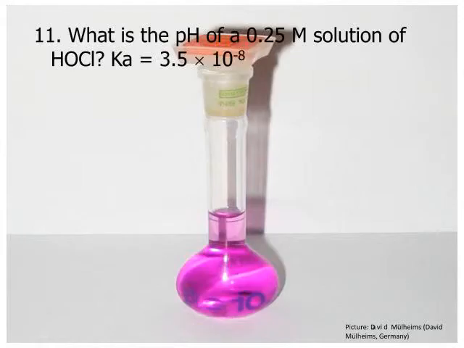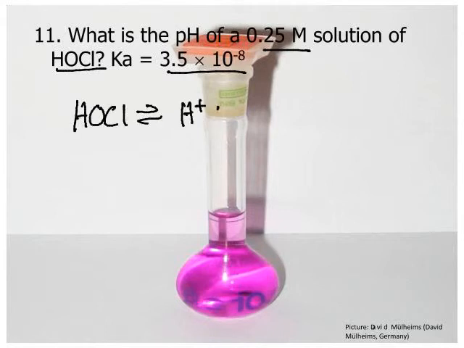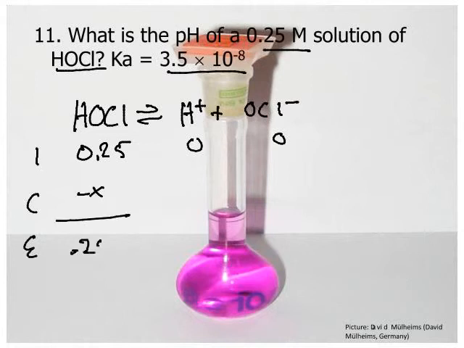All right, question number 11. What is the pH of a solution of HOCl? And I have the Ka here, so that'll be great. I've got to write the equation, right? Caitlin, you must write what? The equation, that's right. HOCl dissociates into H plus and OCl negative. This is 0.25, and 0 and 0. I must write the ICE. I love ICE. Ice is good for you. Minus x, 0.25 minus x, plus x and x, plus x and x.